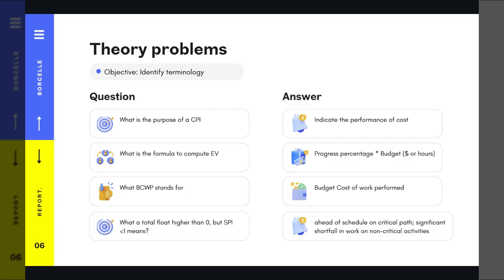And a combination of a schedule and cost variance indicator, such as what a total float higher than zero but an SPI lower than one means. That could mean that we're ahead of schedule on critical paths, but we're significantly delayed overall in tasks that are not critical.